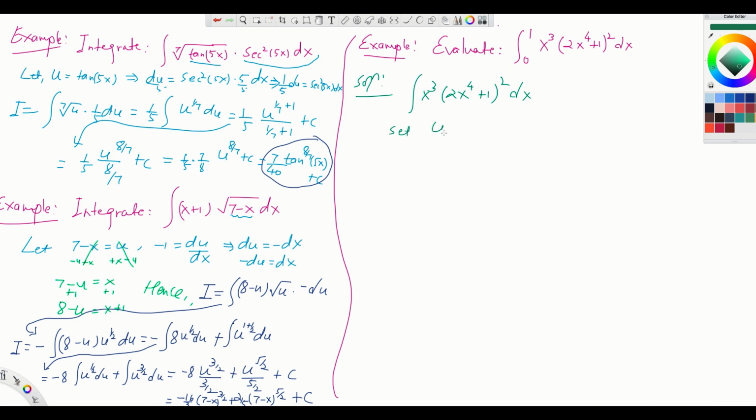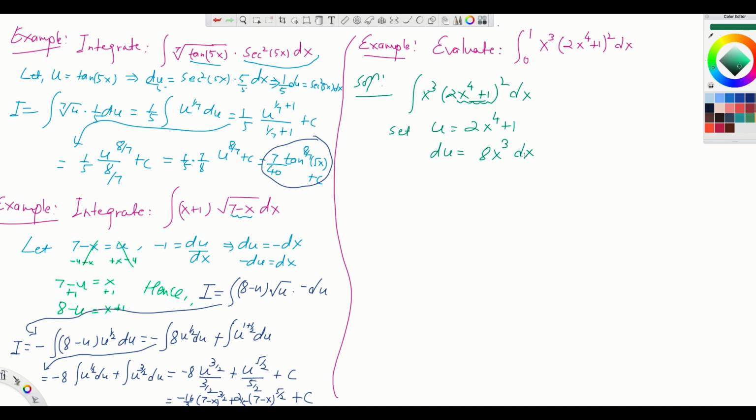So set u equals to, what should be u? U is that thing, right? The base, that base without the exponent. So u equals 2x to the 4 plus 1. Okay, so what will be du then? This implies du will be, what is the derivative of that? 8x cubed and then dx, right? Because that will be du over dx and then I multiply by dx.